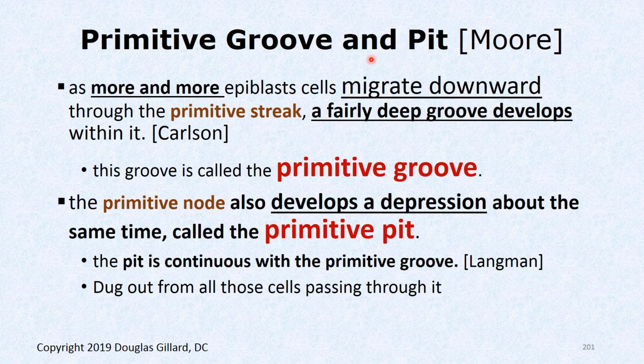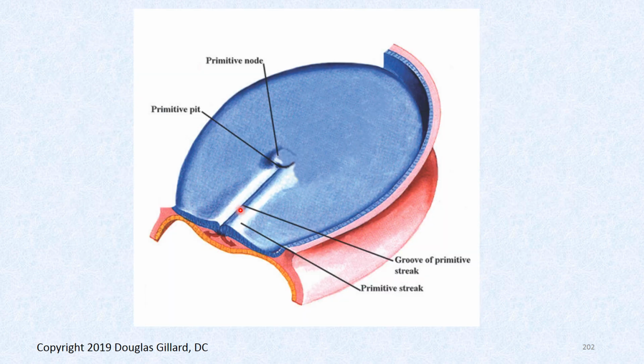Okay, now we have 2 other things that develop. We have the primitive groove and the primitive pit. As more and more epiblast cells are diving down through the primitive streak, they start to form a groove, and that groove is called the primitive groove. And then there's a primitive pit. Same thing: as more cells are diving down through the primitive node, it starts to hollow out and forms a primitive pit. That's about all that means.